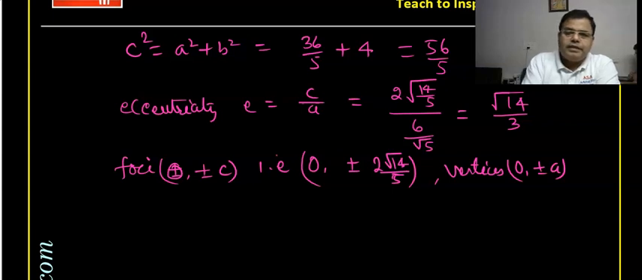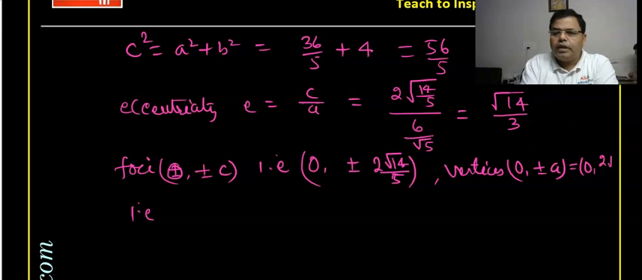vertices is 0 comma plus minus a, that is 0 comma plus minus 6 by root 5, right? So this is the vertex.